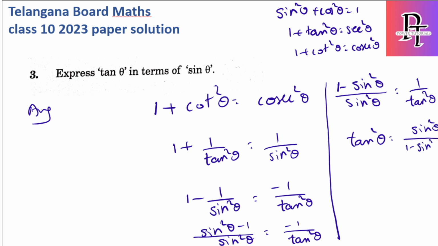So the final answer: tan theta is equal to, if I take the root on that side, the numerator will be sin theta and the denominator will be the root of 1 minus sin square theta.